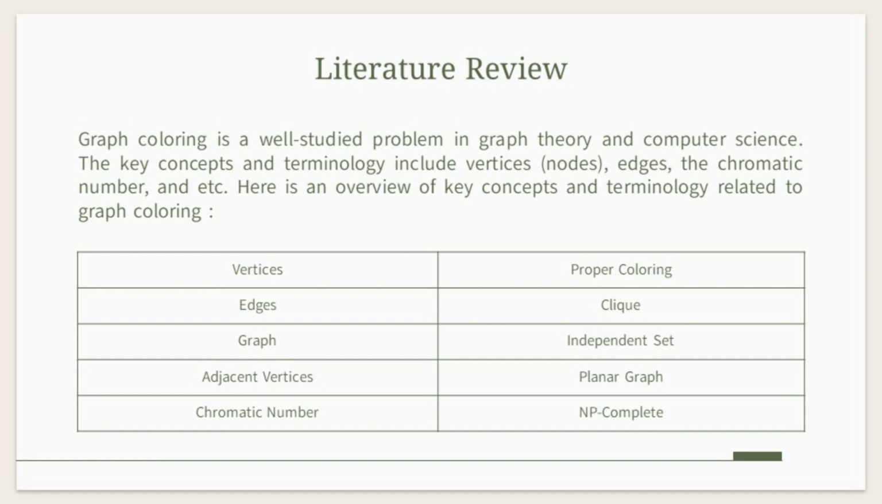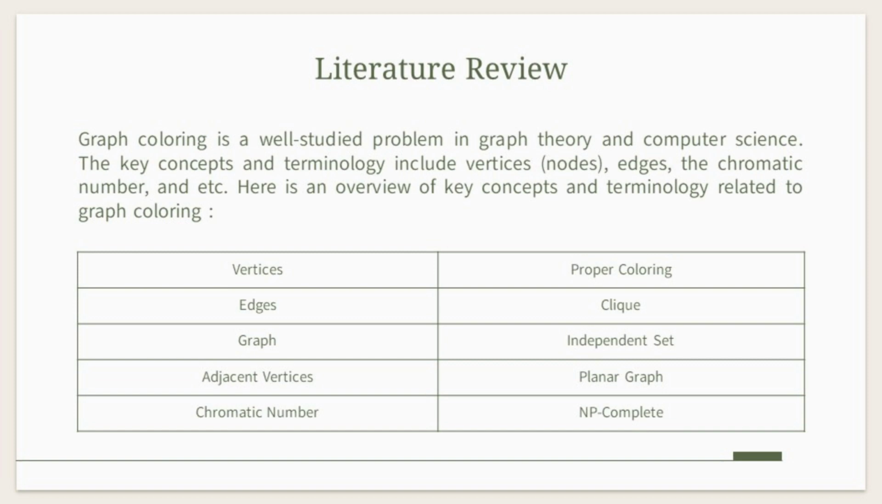Edges. The connections between pairs of vertices in a graph, represented as lines. Two vertices connected by an edge are said to be adjacent. Graph. A mathematical structure composed of vertices and the edges that connect them. Graphs can be undirected, edges have no orientation, or directed, edges have a specified direction. Adjacent vertices. Two vertices are adjacent if they are connected by an edge. In graph coloring, adjacent vertices must be assigned different colors.